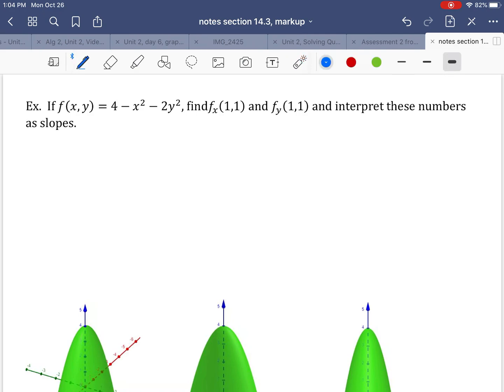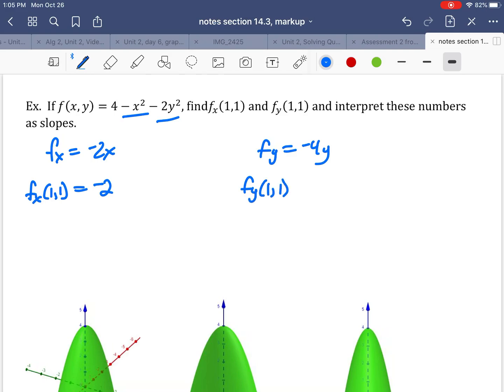So let's see if we want to find the derivatives at 1, 1. First of all, I have to figure out f sub x. That would be just this piece right here, negative 2x. The others are all constants. And then f sub y would be just using that piece right there. The others are all constants to me, so I get negative 4y. Then at 1, 1: f sub x at 1, 1, if I plug in 1, I would get negative 2. For f sub y of 1, 1, I plug in 1 for y, so I get negative 4.